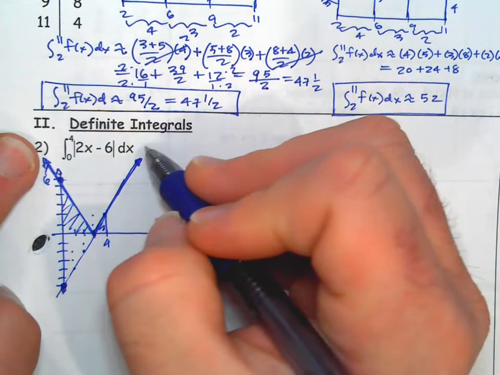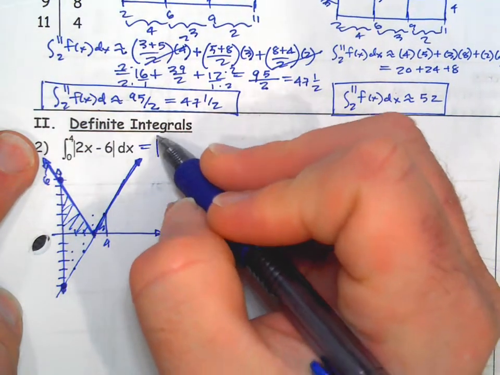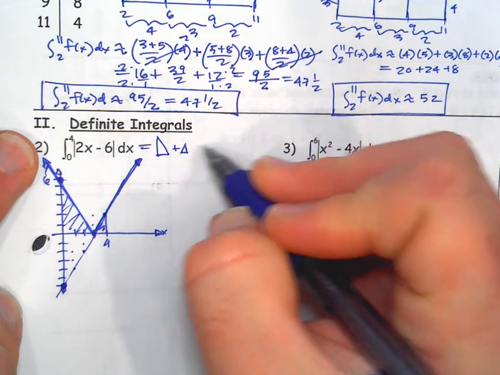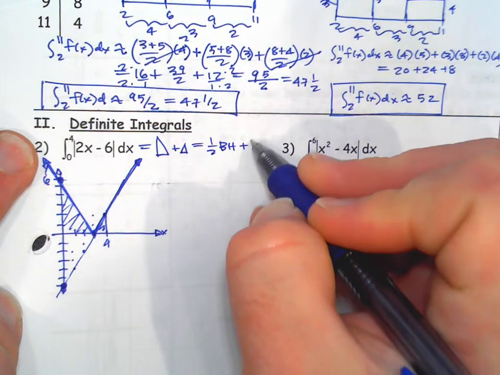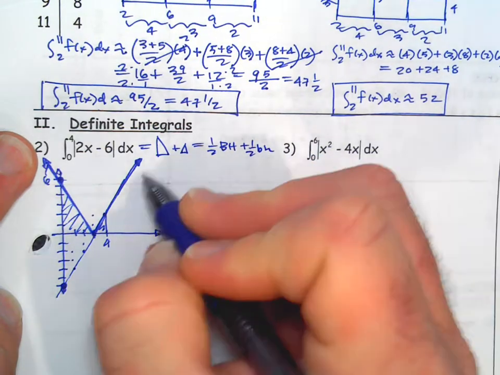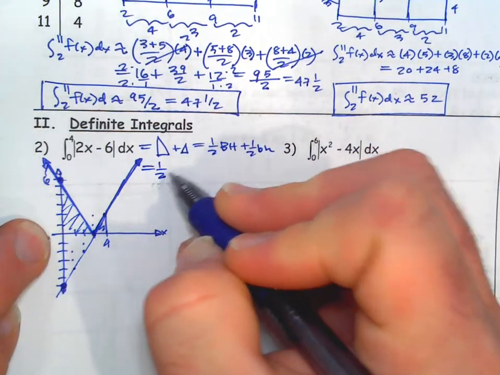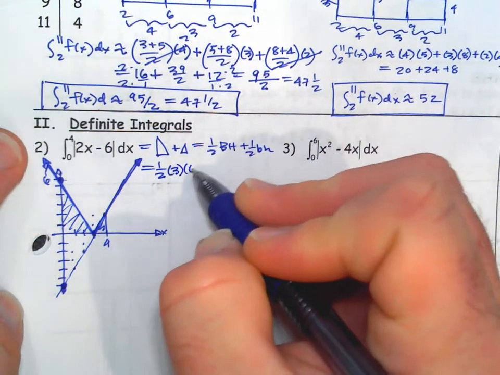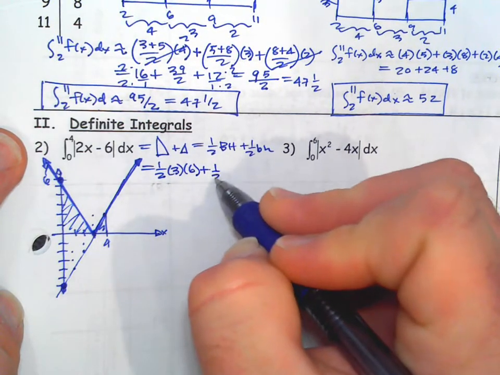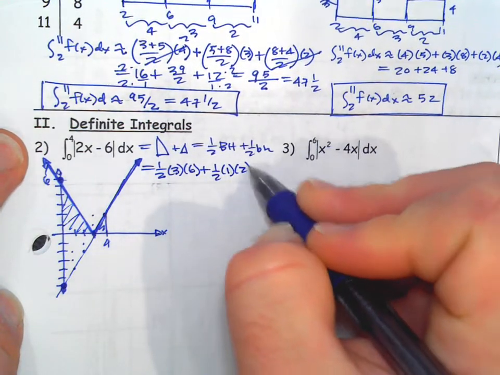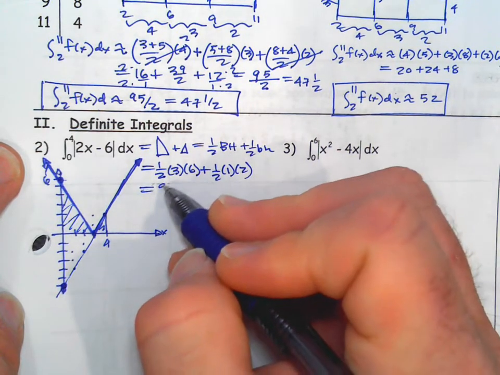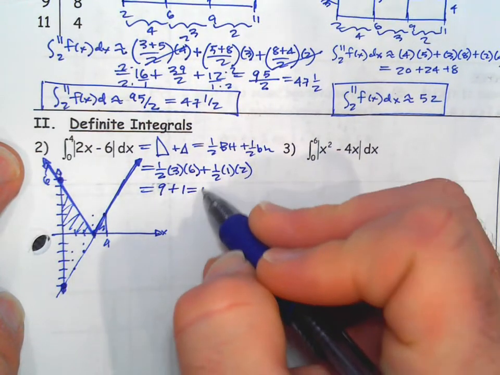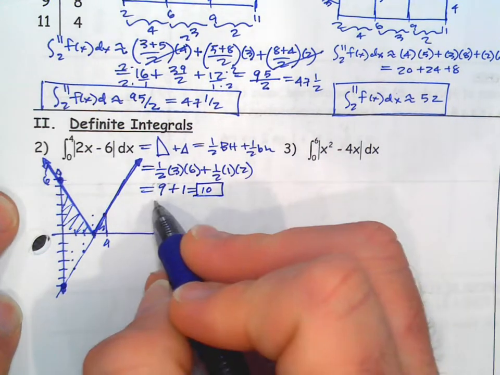So that's going to be a big triangle plus a little triangle. You don't have to write this, but I'm just going to write it. So it's going to be 1/2 the base of the first one is 3, and the height is 6, plus 1/2 the base of the next one is 1, the height is 2. So that's going to be 9 plus 1 is 10. So that's one way to do it.